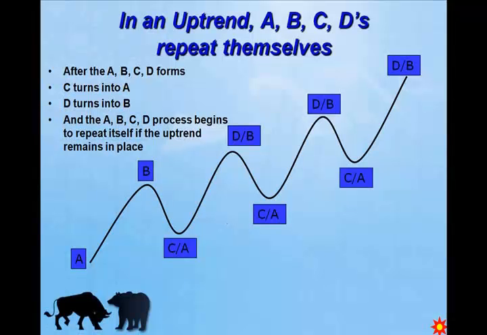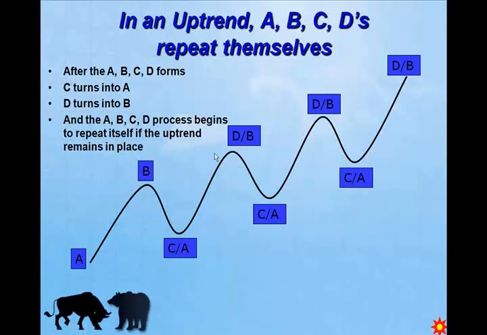Now, when we're in an uptrend, after the ABCD forms, this repeats. And we see we're making higher highs and higher lows. The market goes A, B, C, D, and what happens is that the C turns into the new A. Once the D is formed, we replace the C with the A, and we replace the D with the B, and the market goes A, B, C, D, and then it goes A, B, C, D again. As long as we're in an uptrend, it continues to make these A, B, C, Ds.